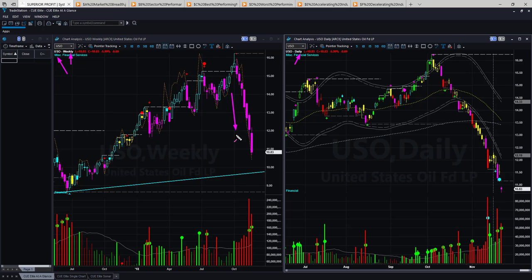From the weekly chart, we can see that oil is dropping sharply. In the daily chart, we had suggested a trend-following short setup on this candle. Since then, price is moving down sharply.